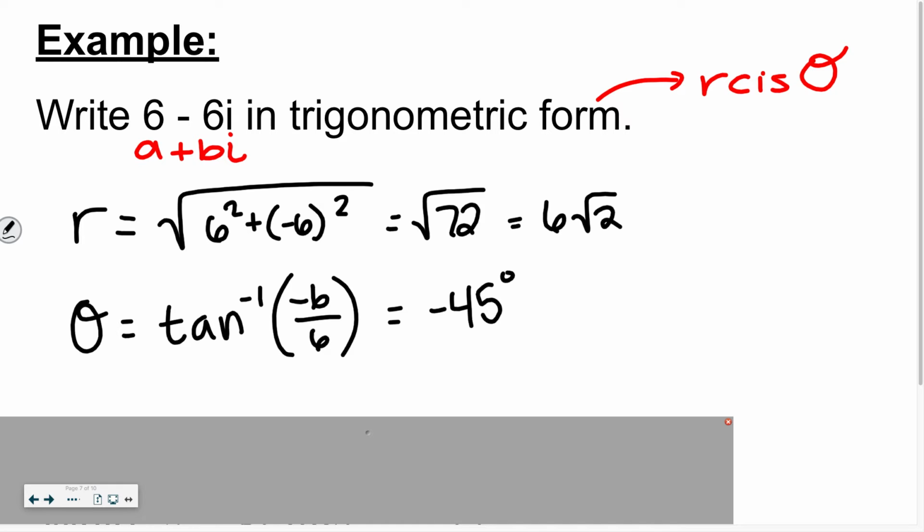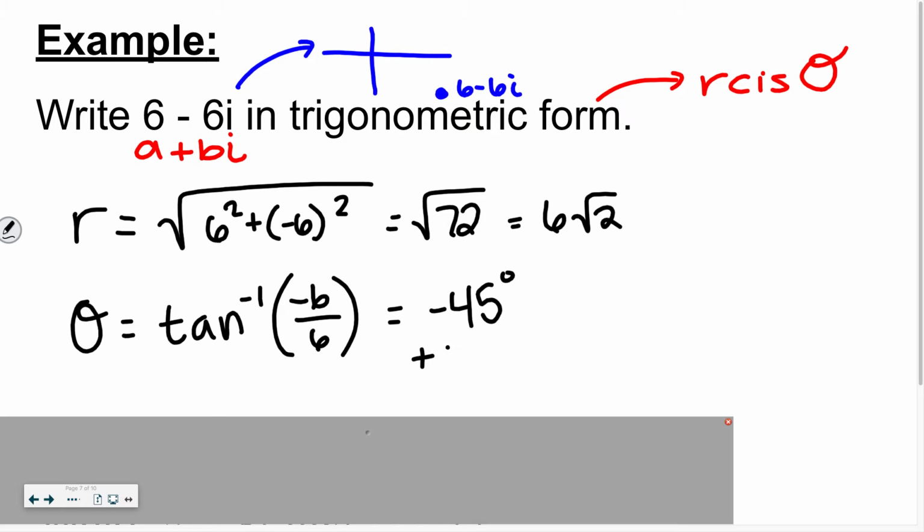Your argument, theta, if you plug that into the calculator, the negative 6 over 6, that's the inverse tangent of negative 1, which in your calculator it'll tell you negative 45. That's not an acceptable argument because it's not between 0 and 360. So to figure out the actual angle, remember, think about where you would plot 6 minus 6i. On the real, you'd go 6 to the right, and on the imaginary, you'd go 6 down. So if that's in the fourth quadrant, what should you do to negative 45?